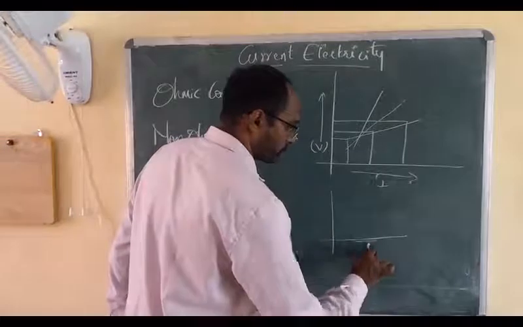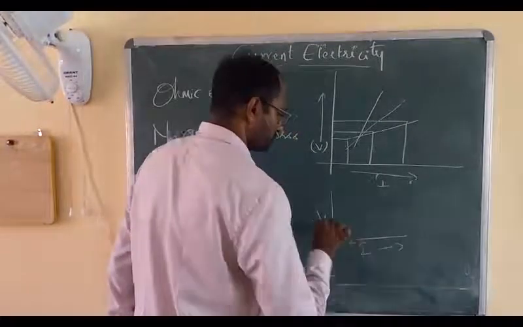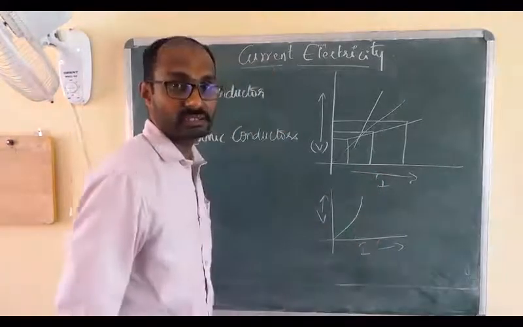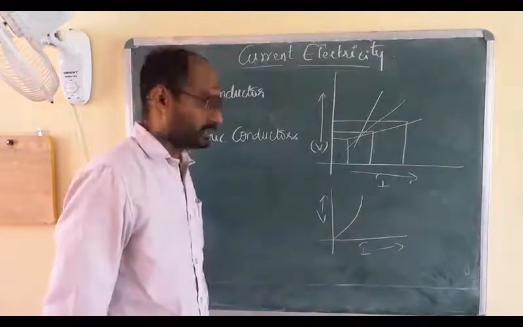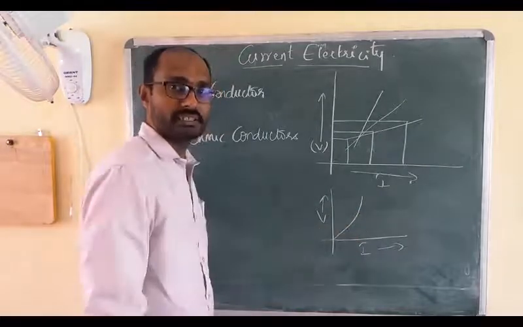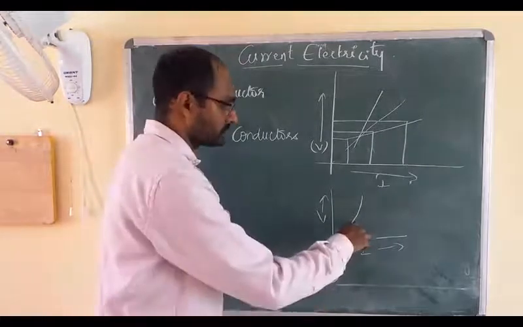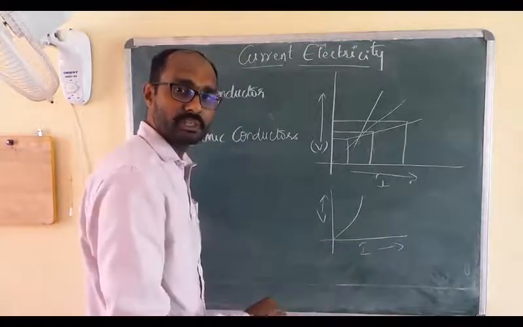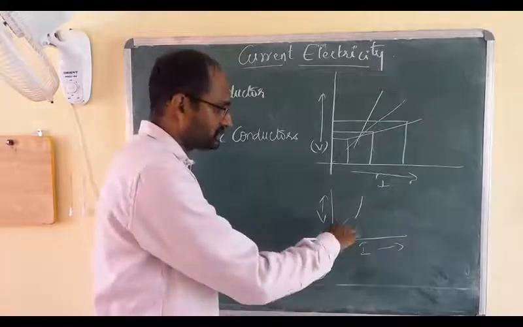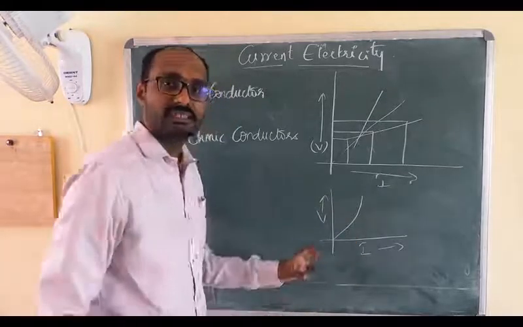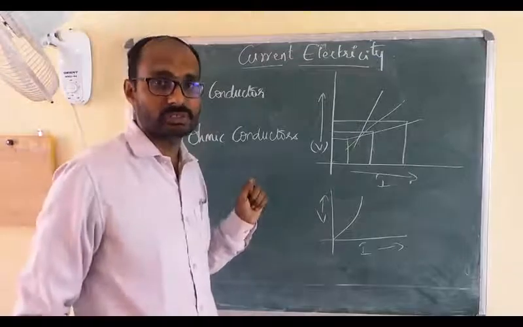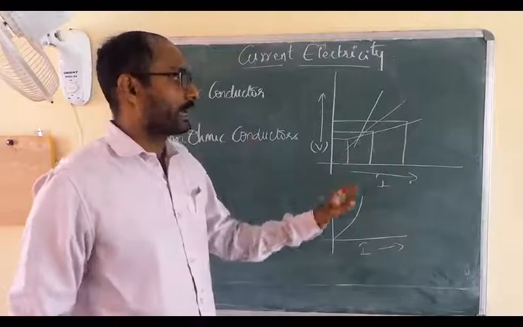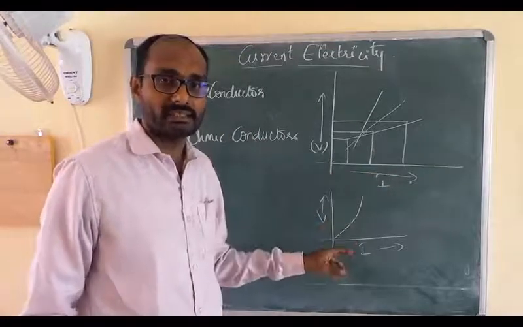On the other hand, if I plot a graph between the current and voltage, and the graph turns out to be like this, which is not a straight line, that means it is not obeying Ohm's law. It is not directly proportional. After a certain point of voltage, the amount of current flowing is more for a little change in the voltage. So this clearly shows that it is not obeying Ohm's law. That is how we have classified conductors into two types: ohmic conductors and non-ohmic conductors.